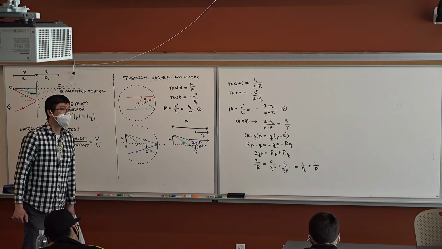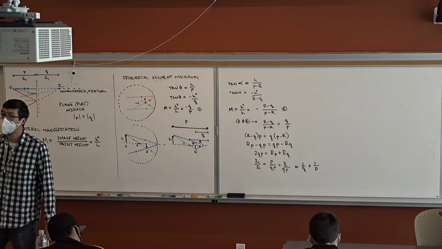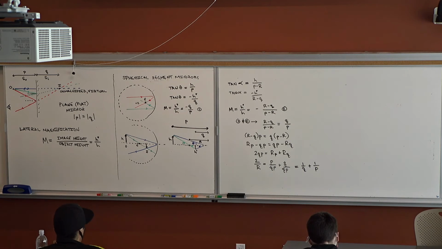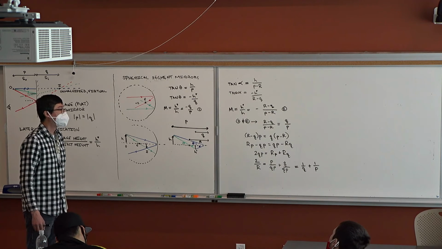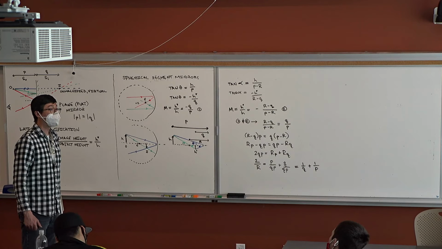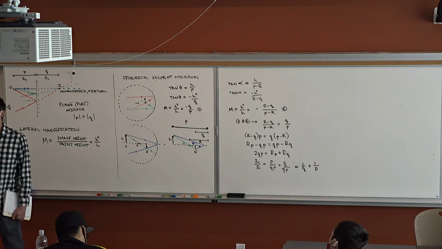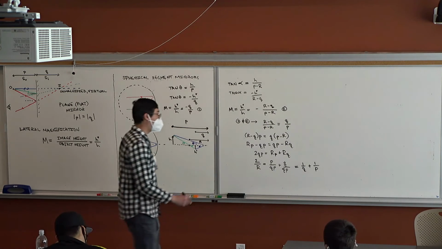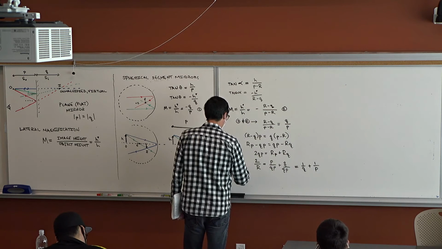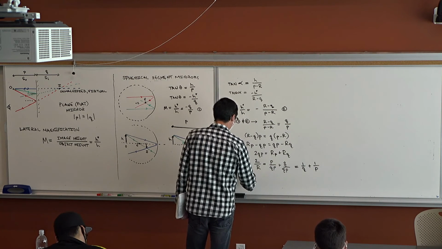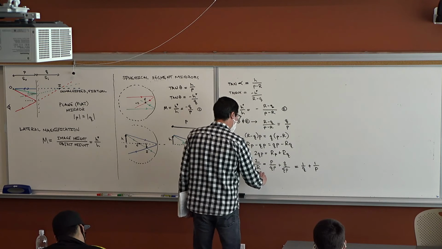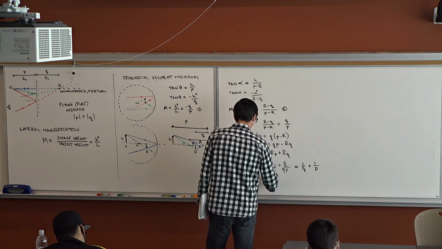But what did we say the focal length is equal to? Focal length is half the radius. So 2 over R is equal to what? 1 over F. We can say that 1 over F is 1 over P plus 1 over Q.